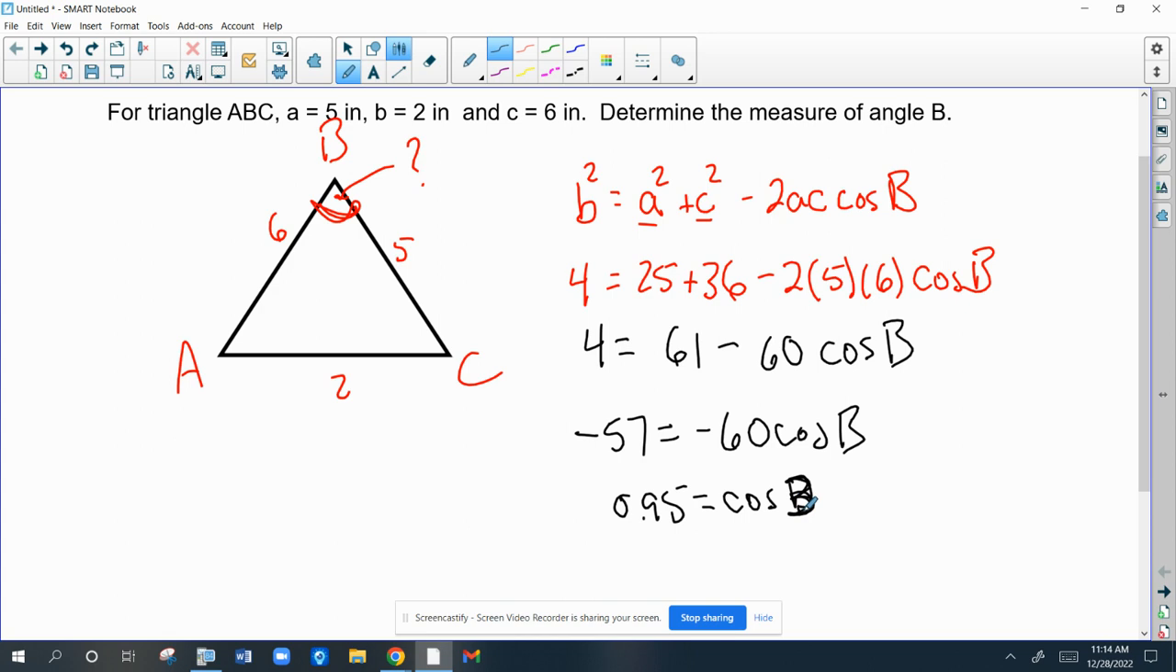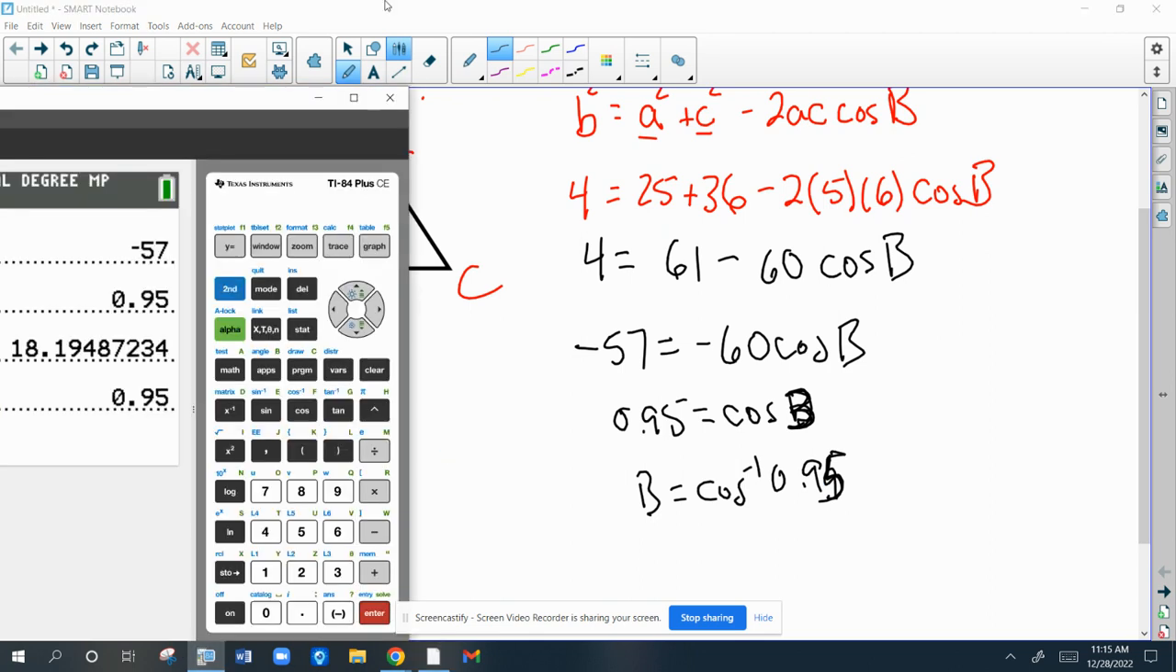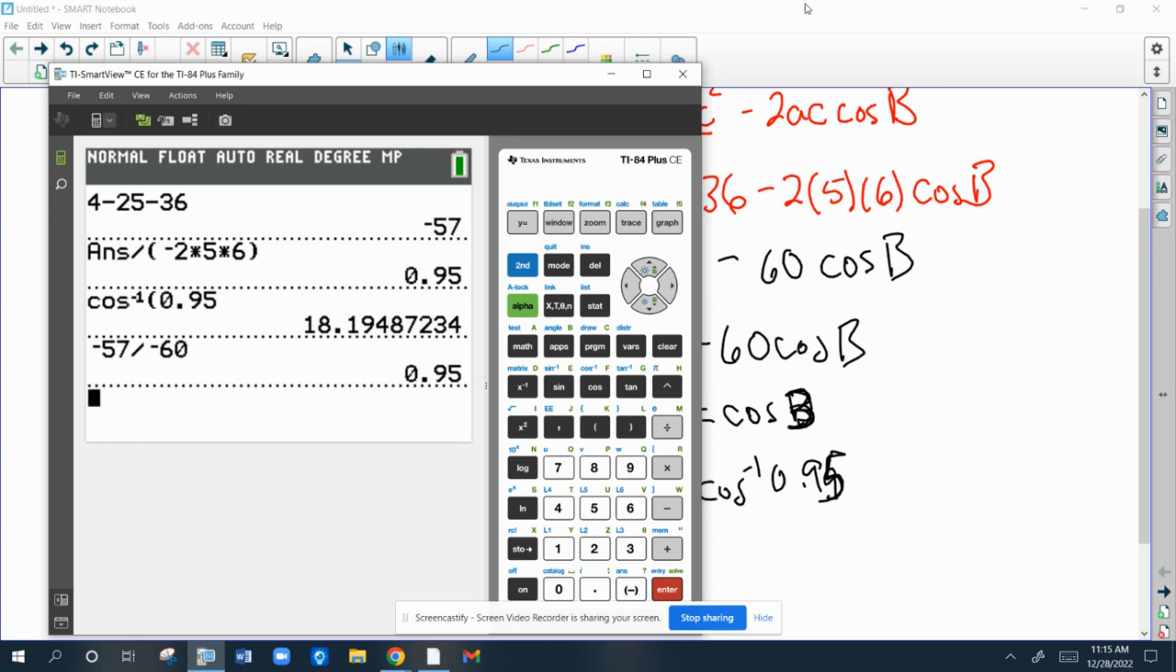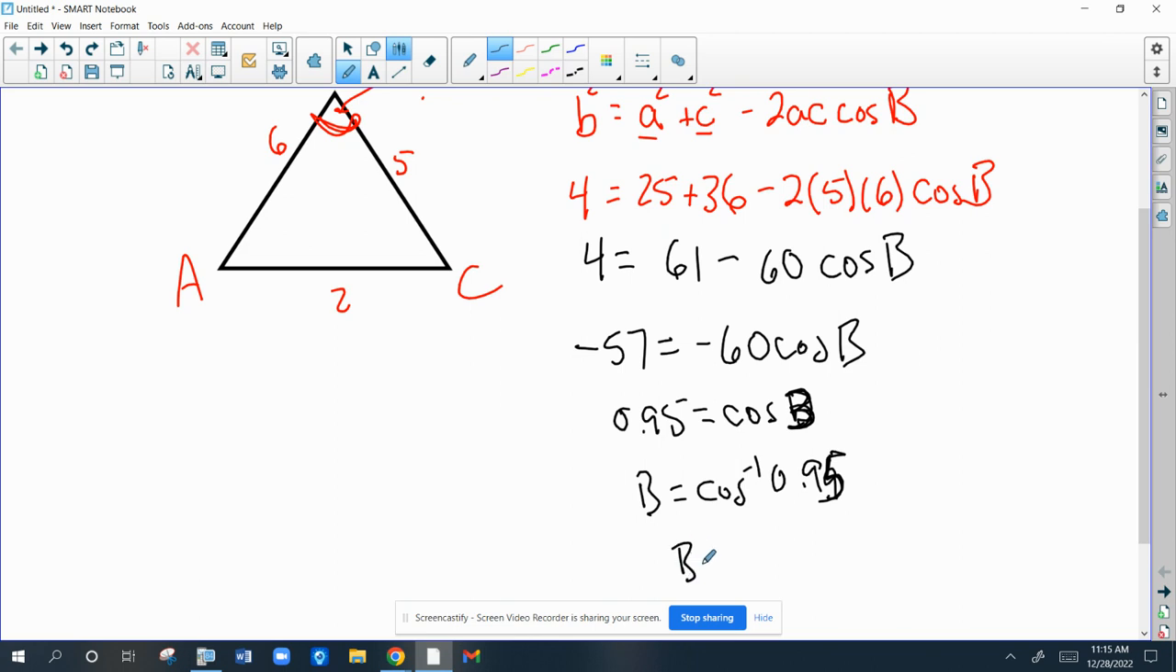So now I have cosine of B equals a number. So the last step is to inverse cosine both sides. So B equals the inverse cosine of 0.95. Oops, I already did this, but my memory is short. I'm getting old. Inverse cosine of 0.95 is 18.19. So B equals 18.19 degrees.